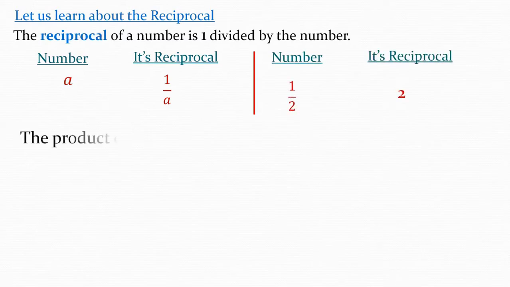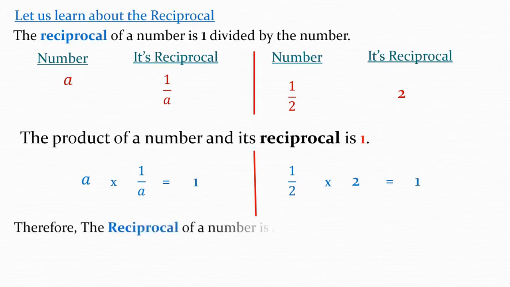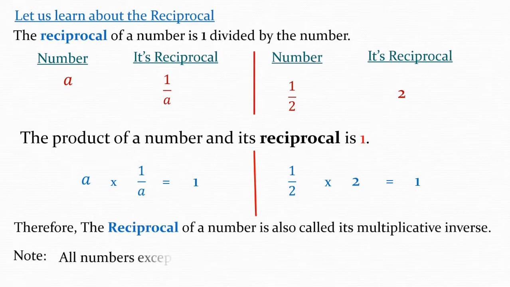The product of a number and its reciprocal is 1. A into 1 by A equals 1. 1 by 2 into 2 equals 1. Therefore, the reciprocal of a number is also called its multiplicative inverse. Note, all numbers except 0 have a reciprocal.